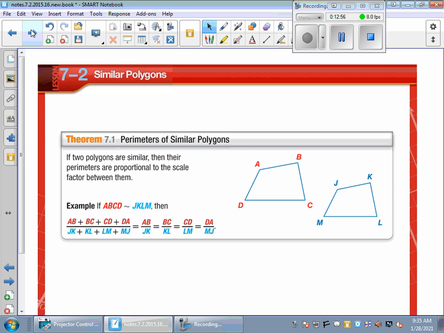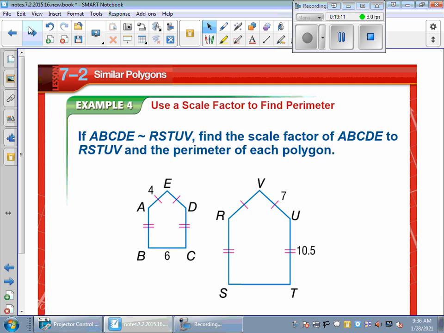Almost done here, folks. So perimeters, we have a theorem here that if two polygons are similar, their perimeters are proportional to the scale factor between them. So you can set up a scale factor, and then you can find a perimeter if you have one of the perimeters. So this specific example right here, this is a similarity statement. Find the scale factor of ABCDE to that and the perimeter of each.